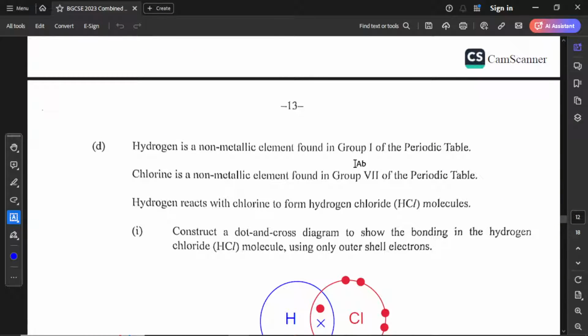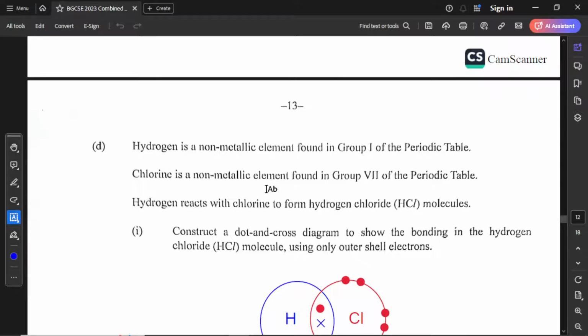All right, part D. It said hydrogen is a non-metallic element found in group 1. As a matter of fact, this is the only non-metallic substance or atom that is found in group 1. The reason why it is in group 1 is because it has one valence electron. But it's also in group 7 because it needs one more electron to have a full stable shell. So therefore you can place it in group 1 or group 7. That's why most periodic tables place it by itself in the middle, but it is a non-metallic substance.